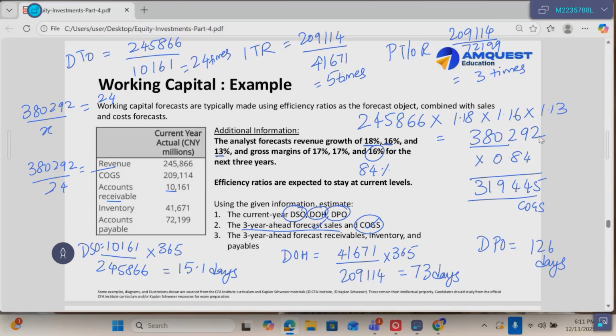So using this data, I'm able to find out what will be my 3-year ahead forecast receivables, inventory, and so on. So I hope this is clear. If you have any doubts or questions, you can post it in the chat screen.